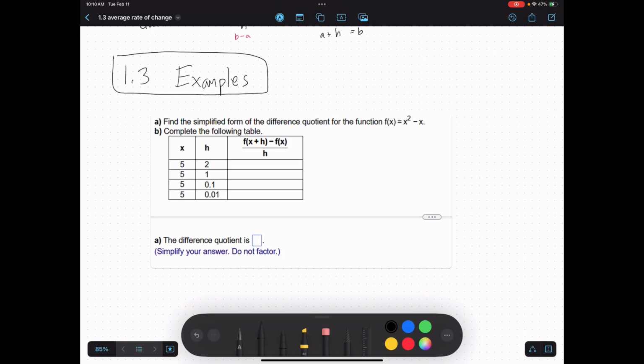So the first example we're going to do in this video is question number 1 from your homework. This is the very first problem, and the reason why I want to go over this one is it's dealing with the difference quotient. So this will give us a good amount of practice with our difference quotient.